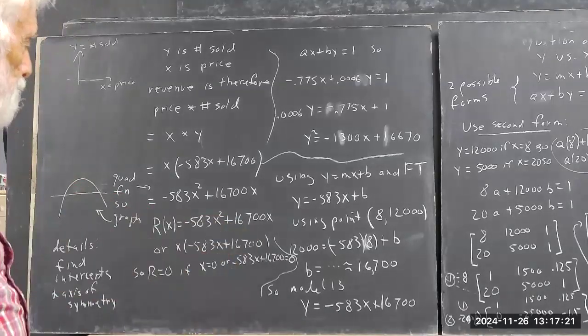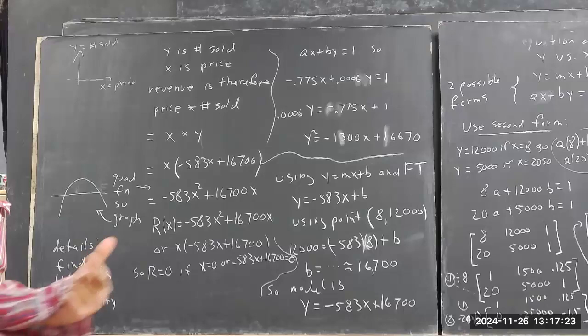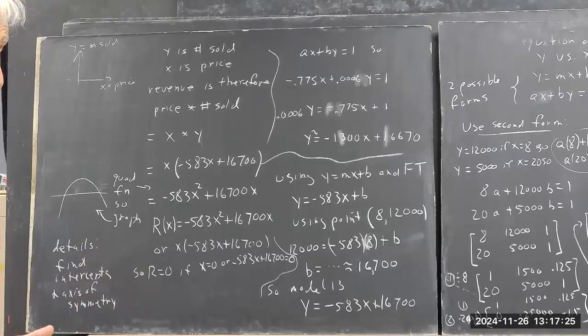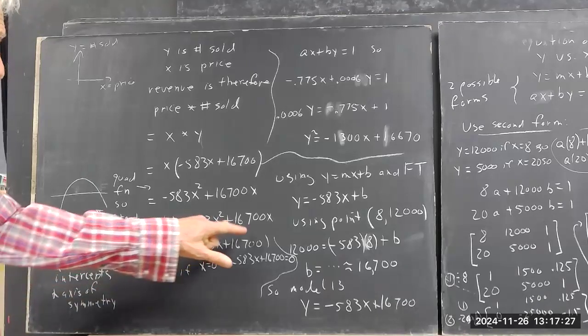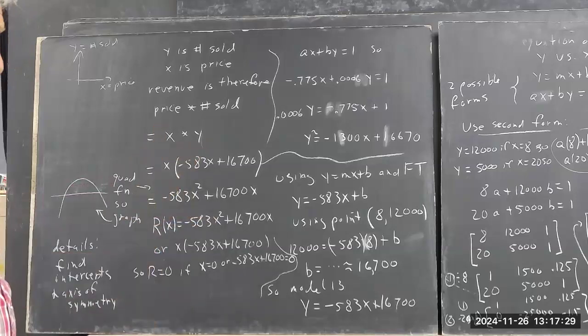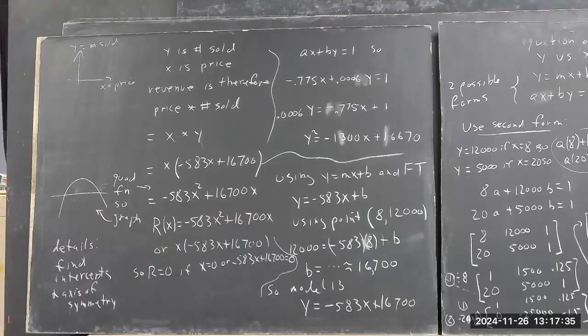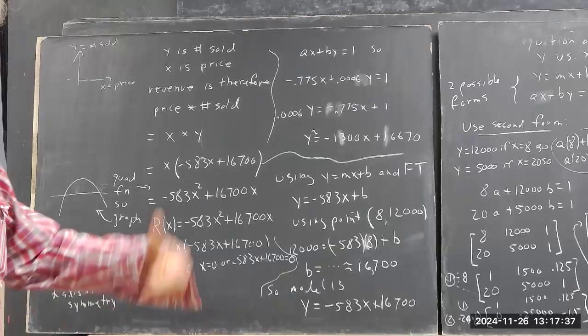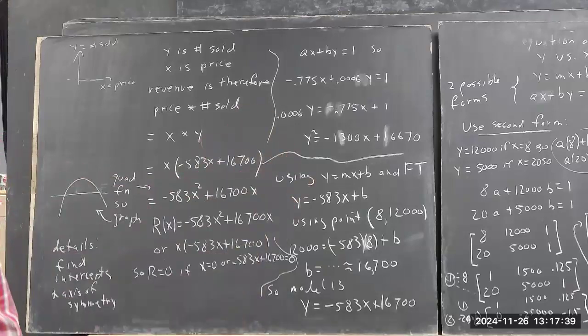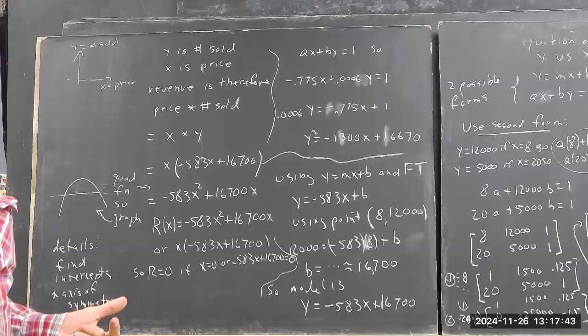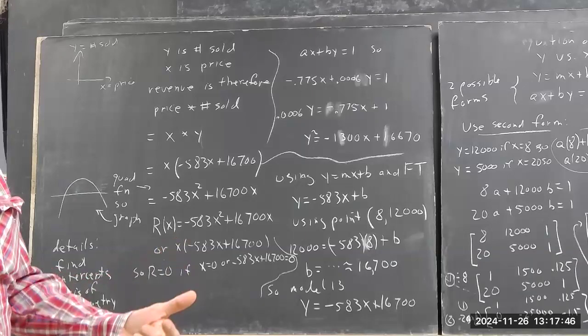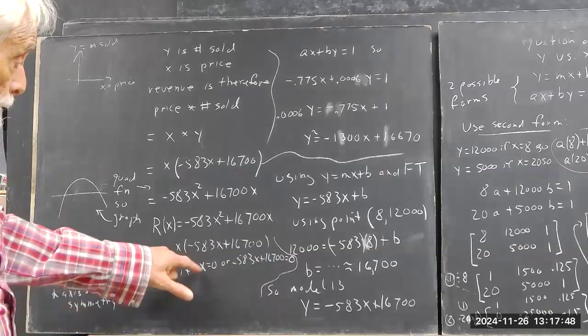If I want to set this equal to 0, which is what's going to give me the x-intercepts, I look at this and say, okay, I can plug into the quadratic formula. A is going to be negative 583, B is going to be 16,700. There's no C on there, so C is 0. I plug it in, I do all this stuff, right? We're going to have to do that when we get the profit function. But there it is.